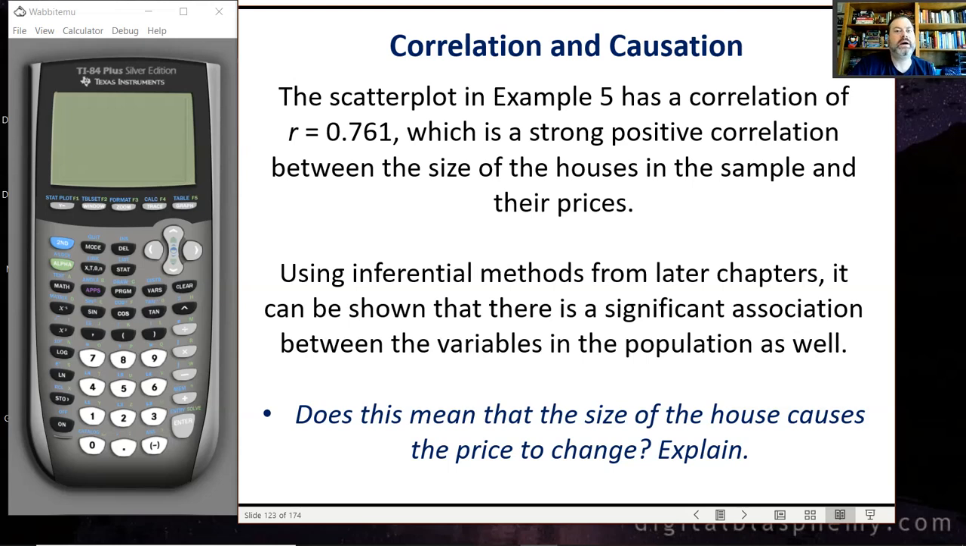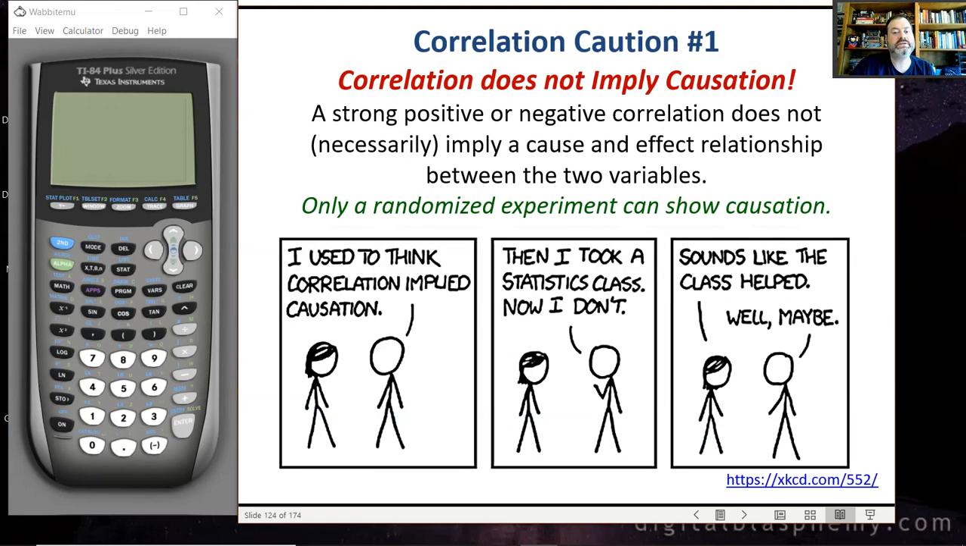So there was a question that came up on a discussion board in one of my classes about cause and effect relationships and confounding variables. Well, there's lots of reasons why a house could be bigger or smaller, and lots of reasons why a house could cost more or cost less. The size of the house is one of many things that can cause the price of a house to change. But that's not why the answer to this question is no. The reason is because of one of our correlation cautions.